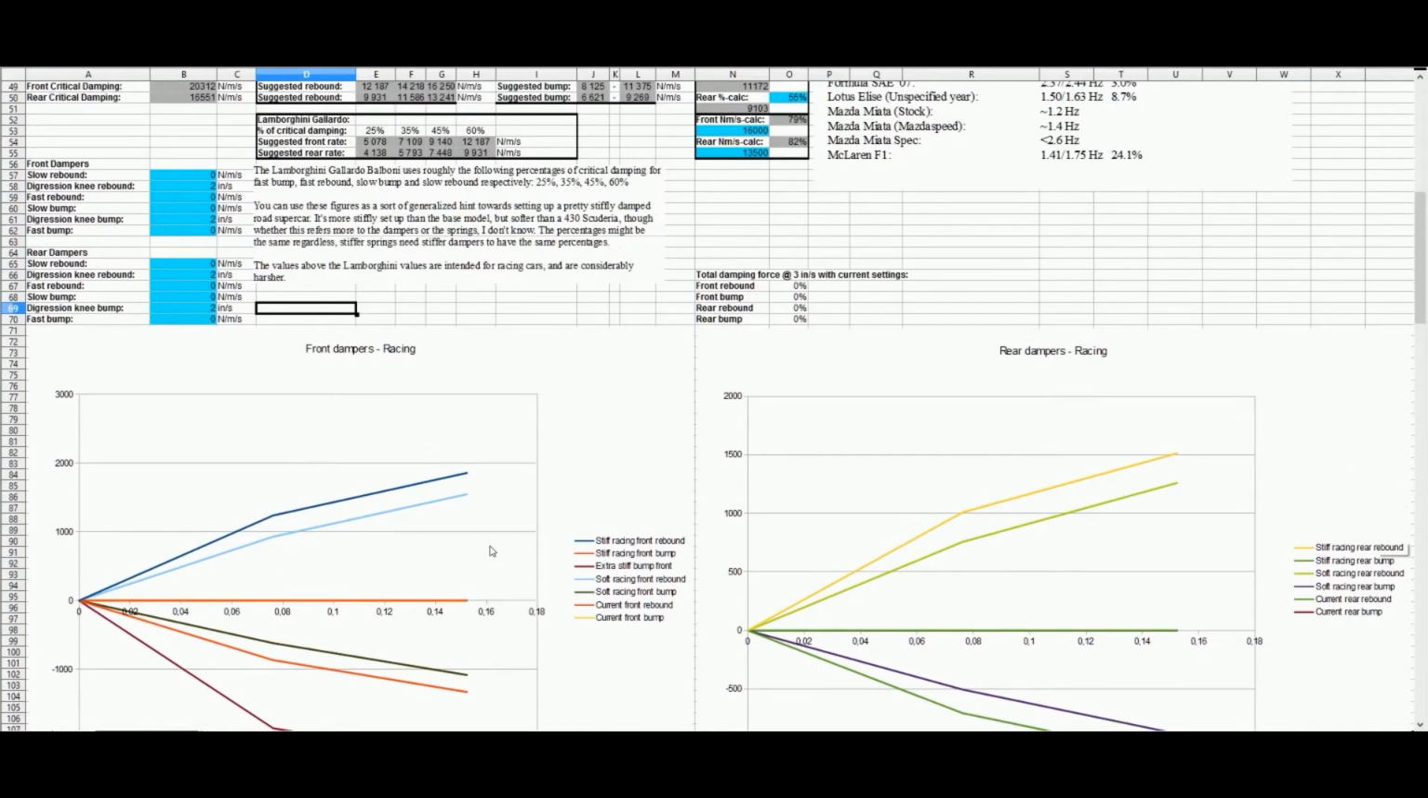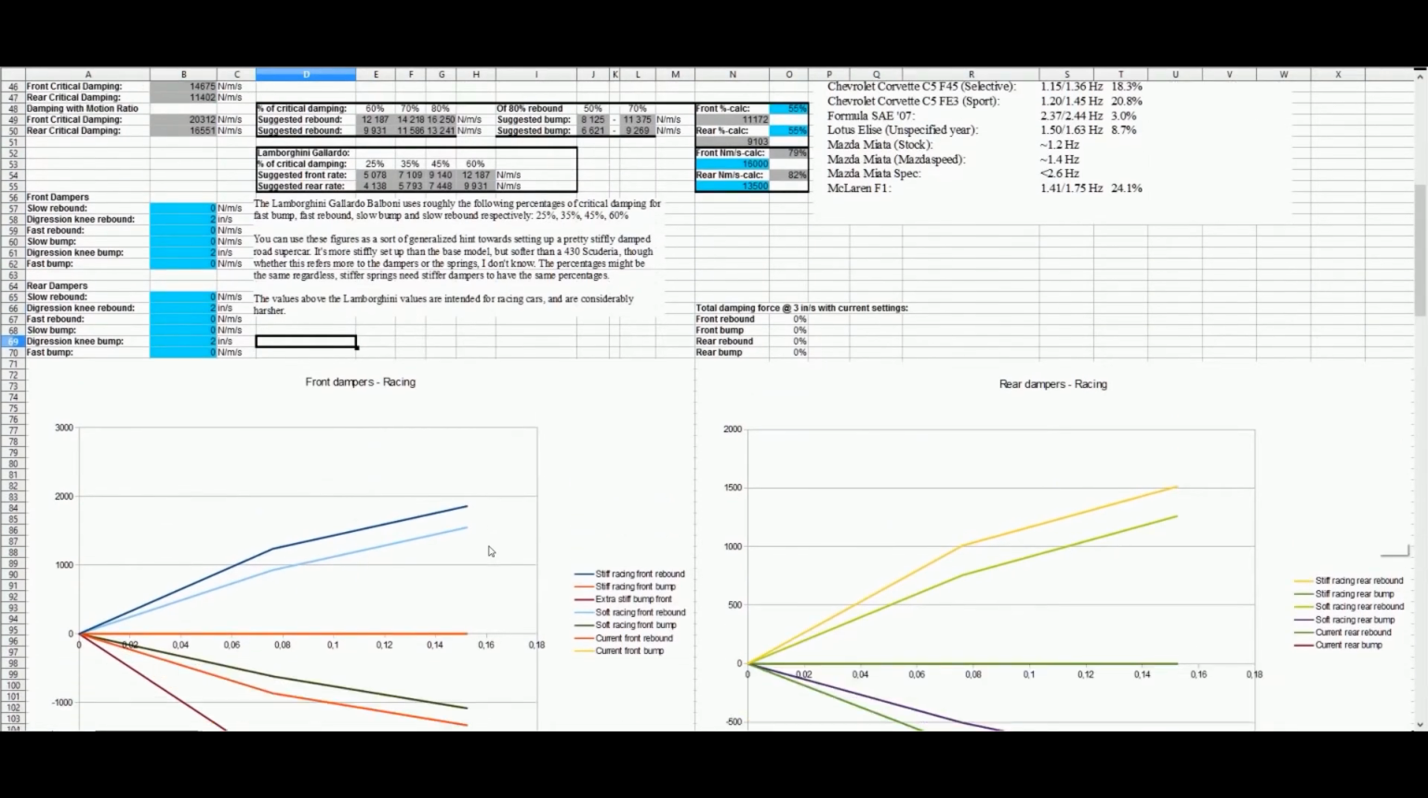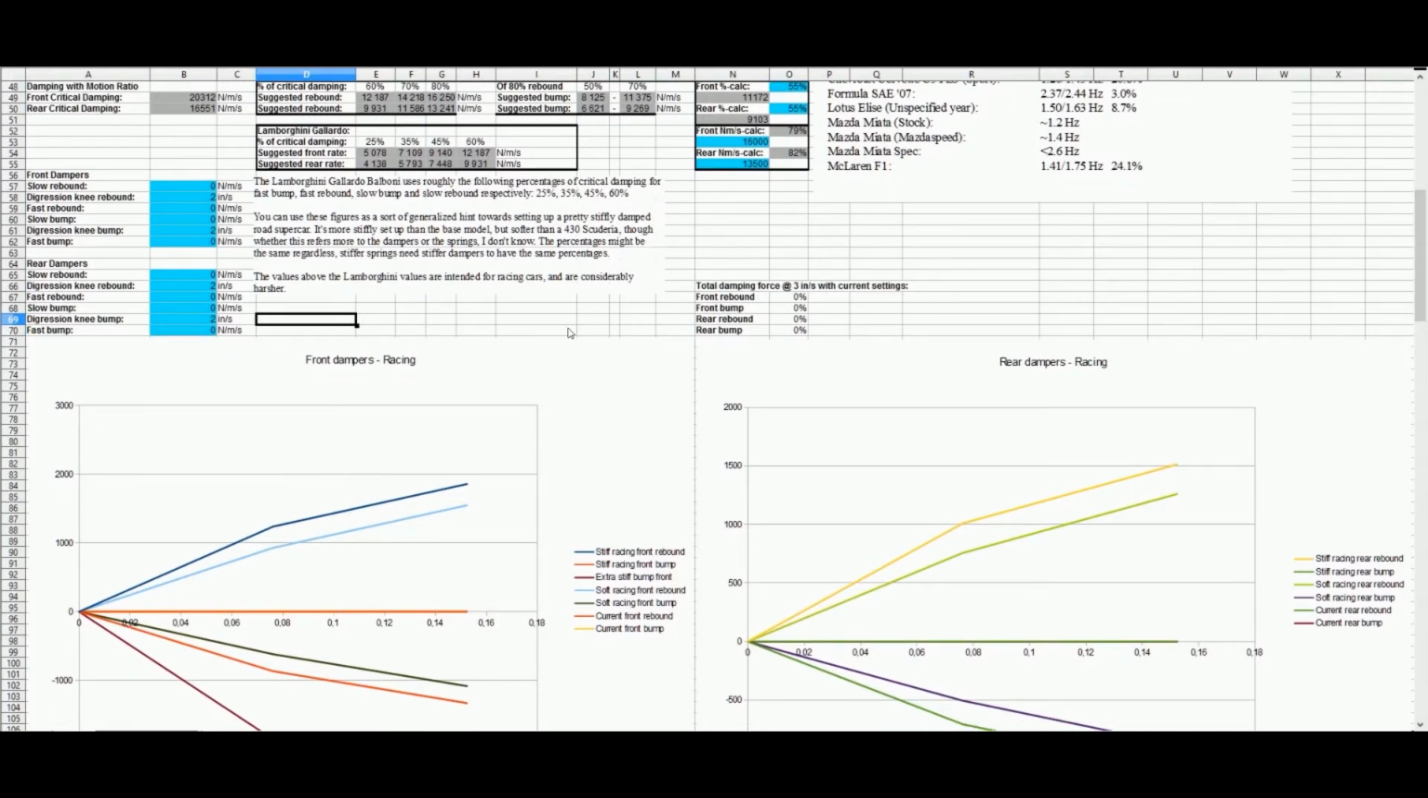And what these lines here are, they are representations of the information we have been using since the first tutorial video. So these are indeed the front racing damper rebound rates on the top, these two blue lines. The dark blue is the setting for a stiff racing front damper, and the lighter blue line is the setting for a softer racing front damper in rebound.